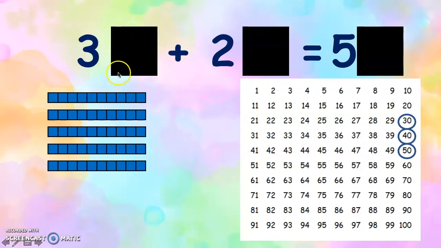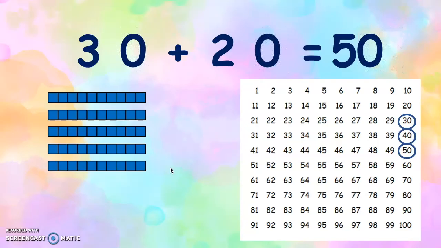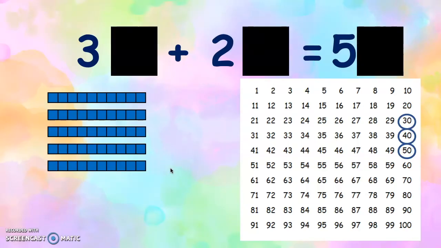Another strategy is to black out your ones spot and just look at your tens place for each of these numbers. So I've blacked out the ones place. And if we look at our tens place, we have 3 tens plus 2 tens equals 5 tens. 1, 2, 3 tens plus 1, 2 tens equals 1, 2, 3, 4, 5. There you are. And then we can bring whatever number that was, 0, 1, 2, 3, we're going to just have it reappear. And there you go. There's our answer. It's much easier to do 3 plus 2, right?